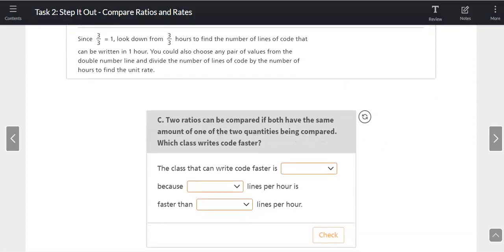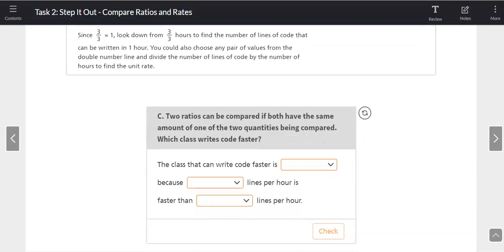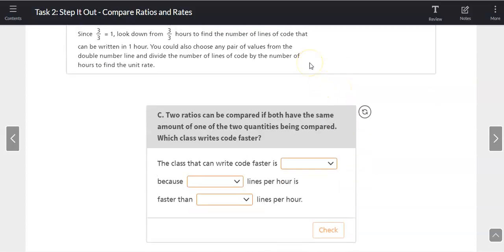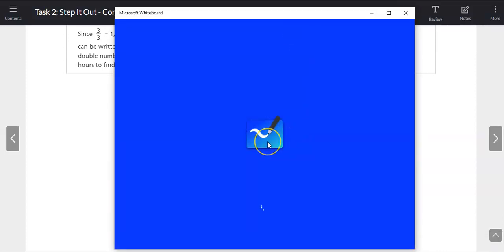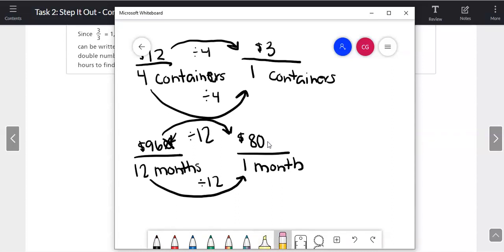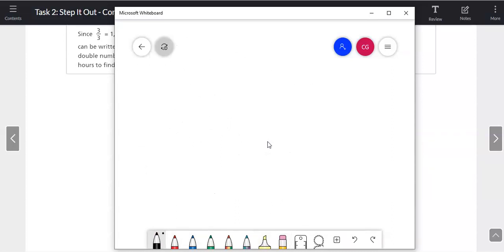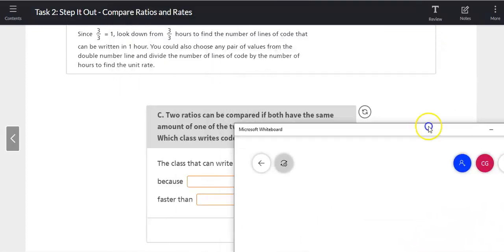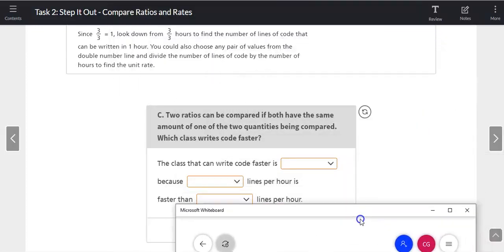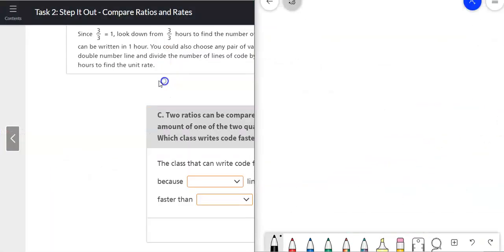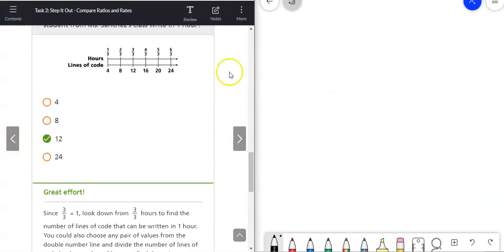Letter C. 2 ratios can be compared if both have the same amount of one of the 2 quantities being compared. Which class writes code faster? So what I need to do first is bring up a work page. There it is. I'm probably going to have to clear it off from what I did yesterday. Okay, so we need to figure out which class can write code faster.